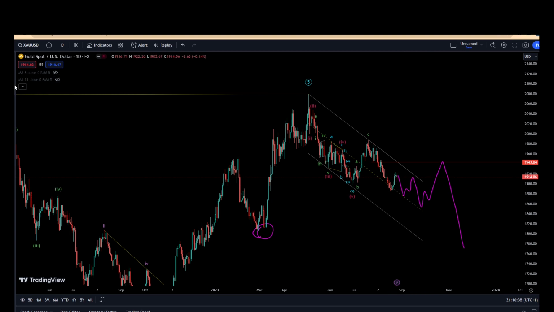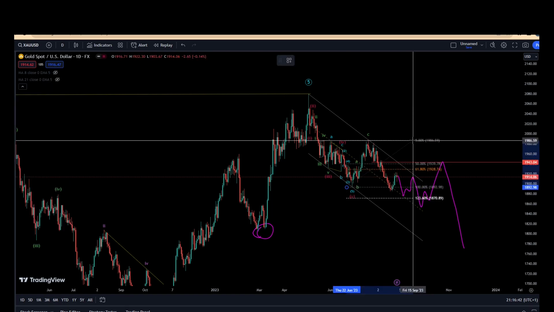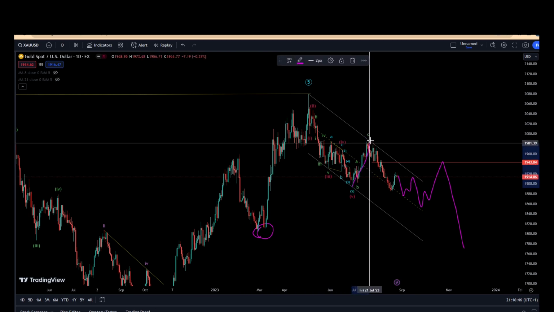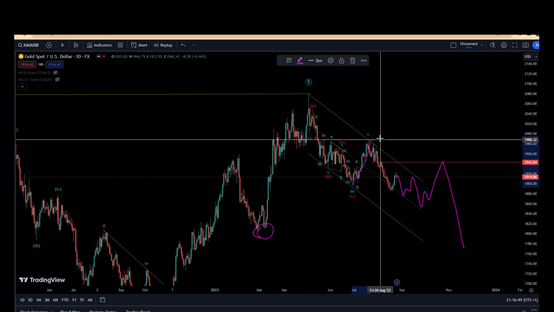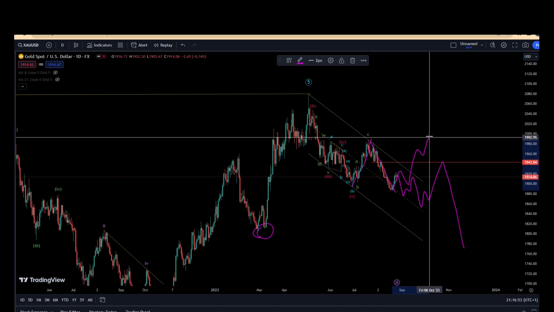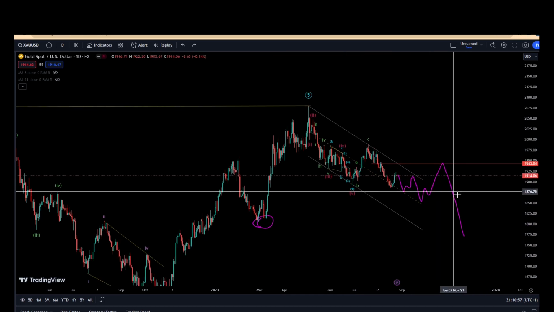At the same time, we could say that this is essentially an expanded flat. We've got that sort of move here in three waves, and then we have another move right here in three waves, and then we get a five-wave continuation to the upside, and then we shoot down, something like that. But nevertheless, just be a bit careful with this pair.